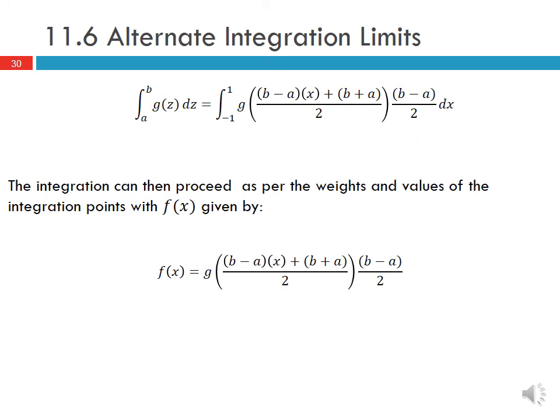Then the integration can proceed as per the weights and the values of the integration points, with f of x given by the expression shown here. So f of x is evaluating our g at all of this, multiplied by (b minus a) over 2.